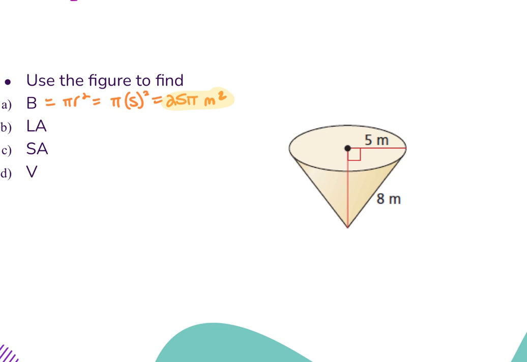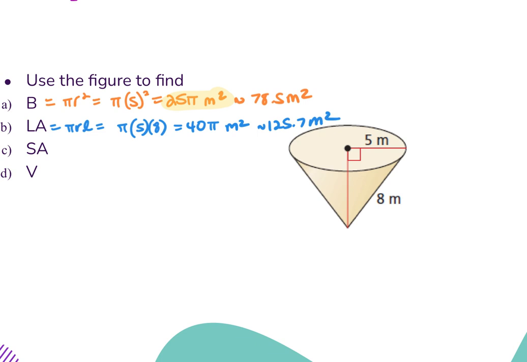Lateral area is what? For a cone? Pi r L. Pi, radius is 5. L is the slant height, and that's what's given. It's 8. So this is 40 pi meters squared. If it had told you to round it, the base area would have been 78.5. And then 40 pi would have been 125.7.